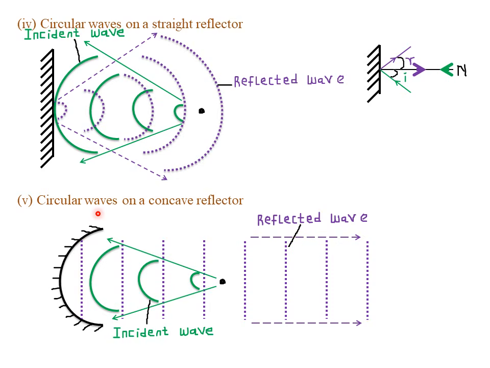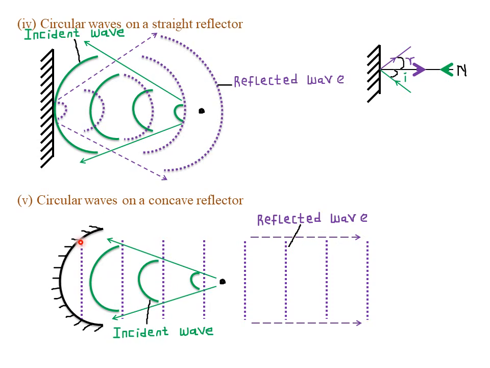Then lastly, we look at circular waves on a concave reflector. A concave reflector will make the circular waves into a plane wave. If these are our circular waves which are emanating from this particular point, moving towards the mirror or moving towards the right hand direction, after reflection we expect them to move towards the left hand direction, just like the reflection of rays. The concave reflector will make the circular waves into plane waves.